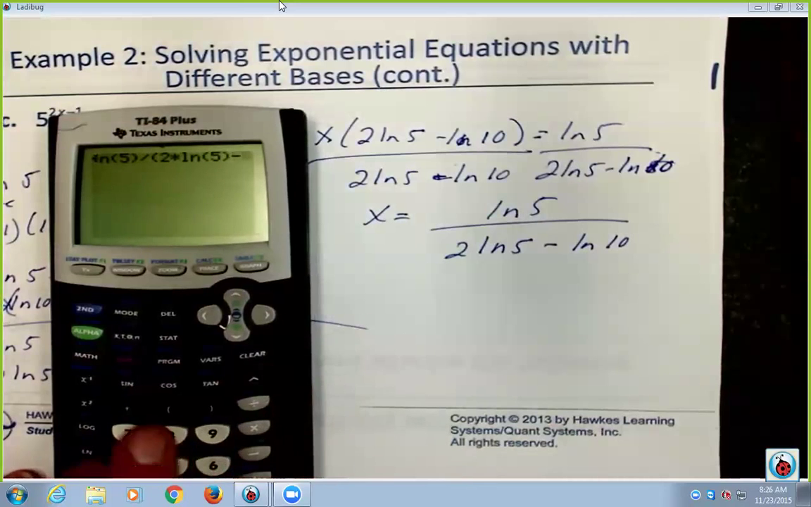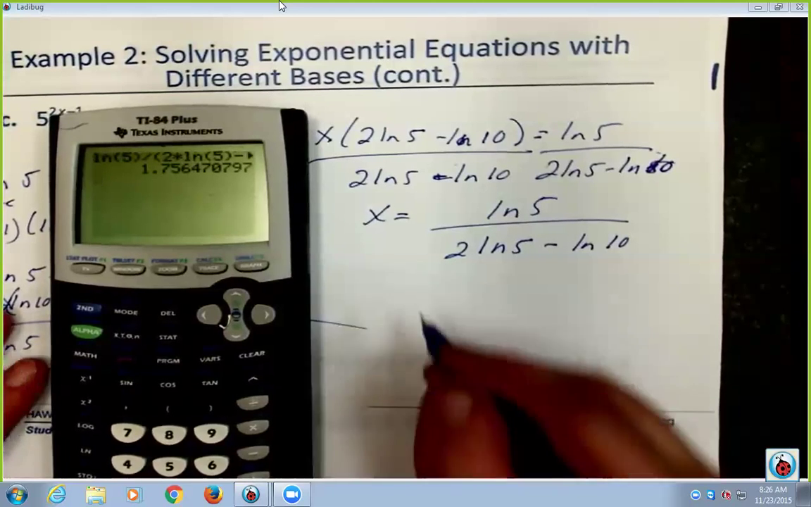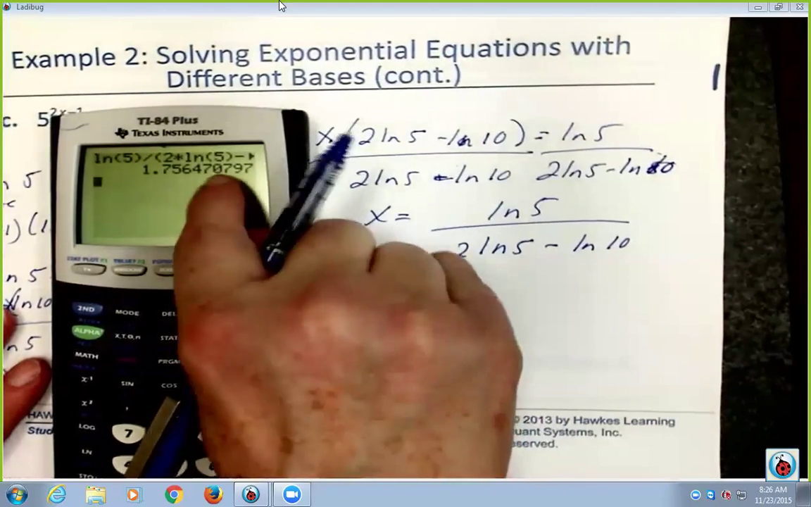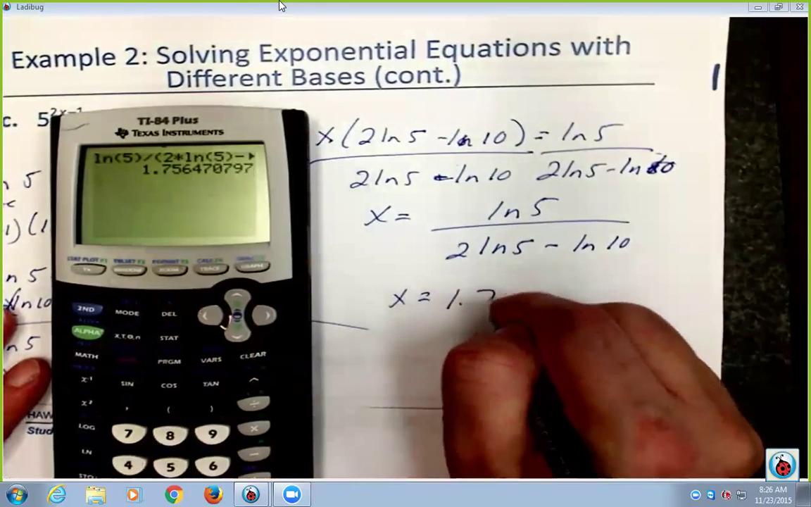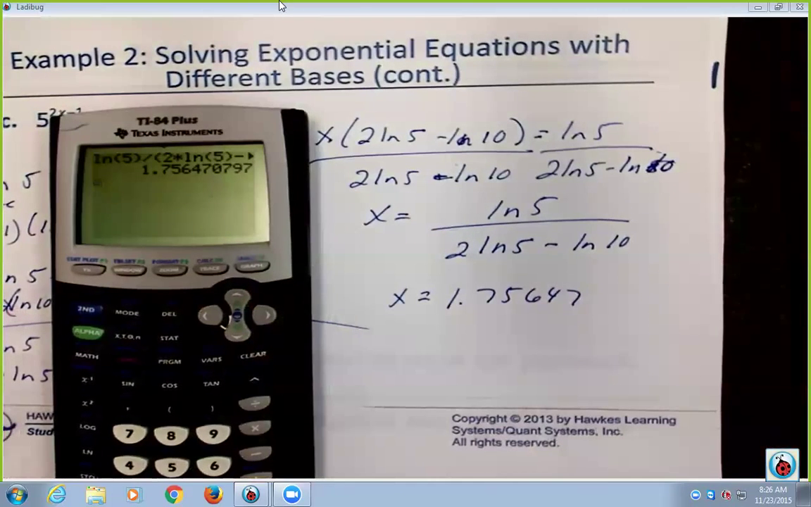minus ln parenthesis 10. Whoops. Parenthesis, and then close it with a parenthesis because I need the other double in there so I get the whole thing in place. And now if I hit enter, I should end up with my answer. And if I round this answer off to 5 decimal places, 1.7564, the 0 is not going to change to 7, so I get that for my answer. What do you think? Okay or not okay with that one?